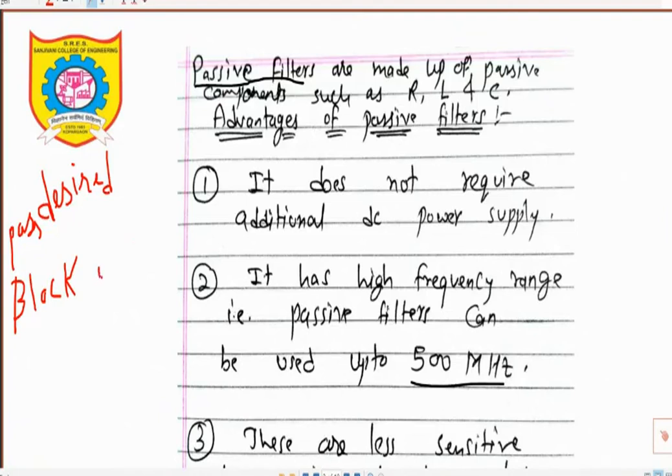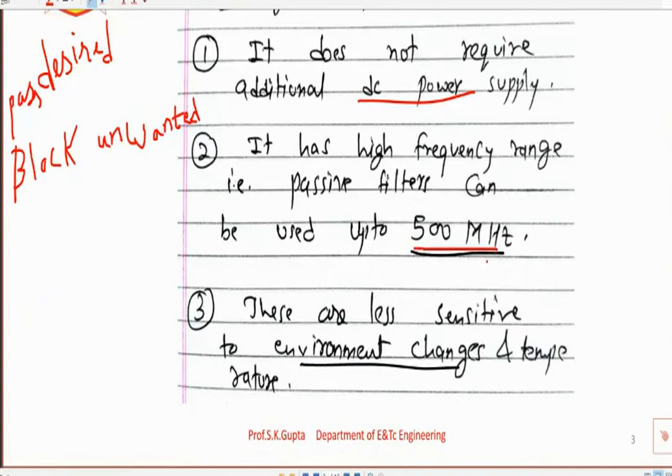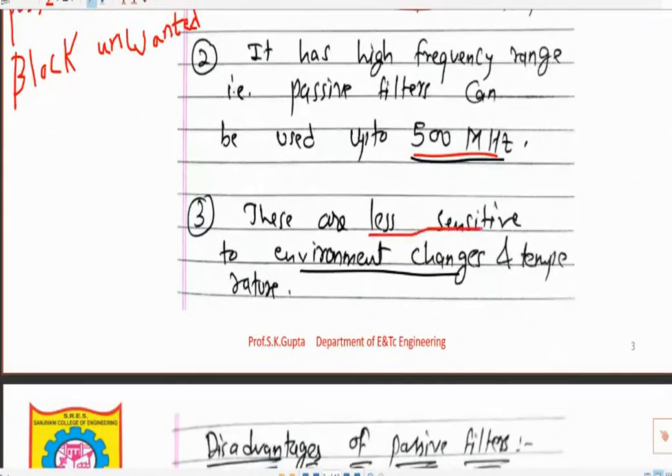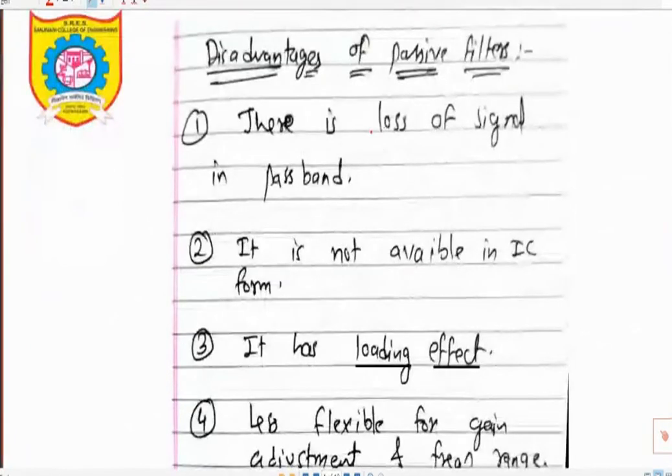So first classification is passive filters and active filters. Passive filters are simply made up of passive components such as R, L and C, while active filters use passive components R, L, C along with op-amp. Then advantages: it does not require DC power supply, second, high frequency range, third, less sensitive to environmental changes. Then there are disadvantages, that there is loss of signal in the pass band.